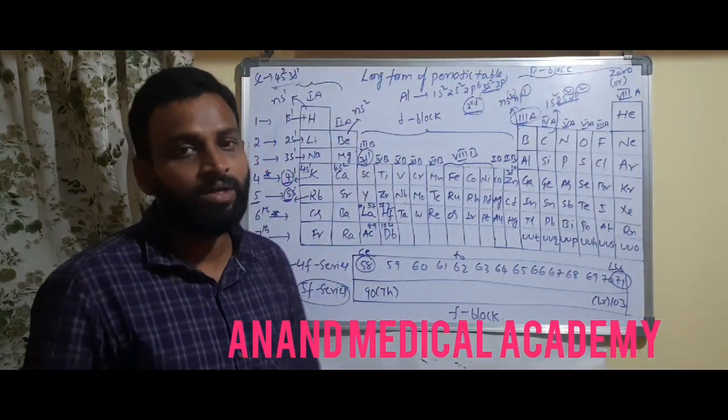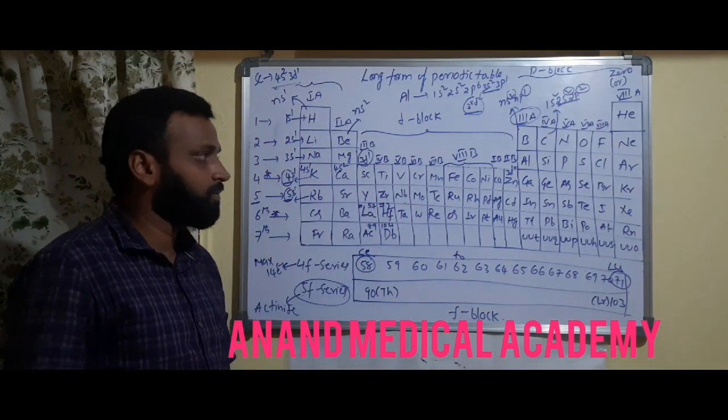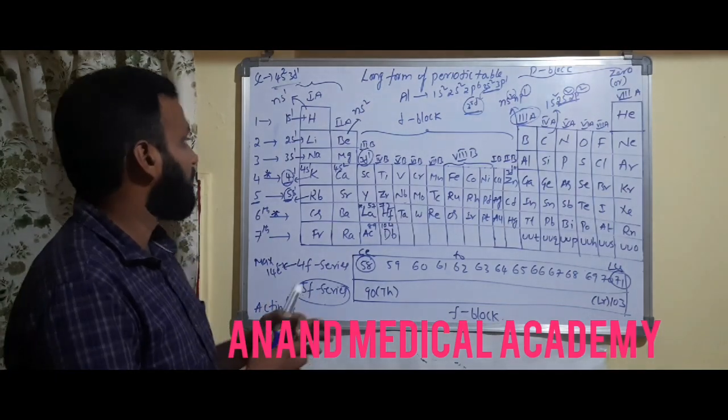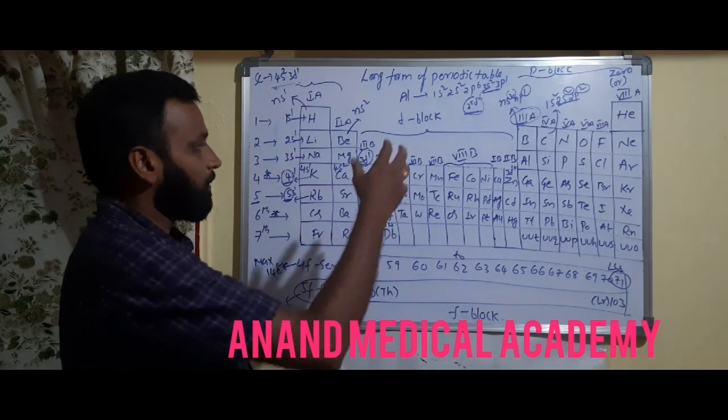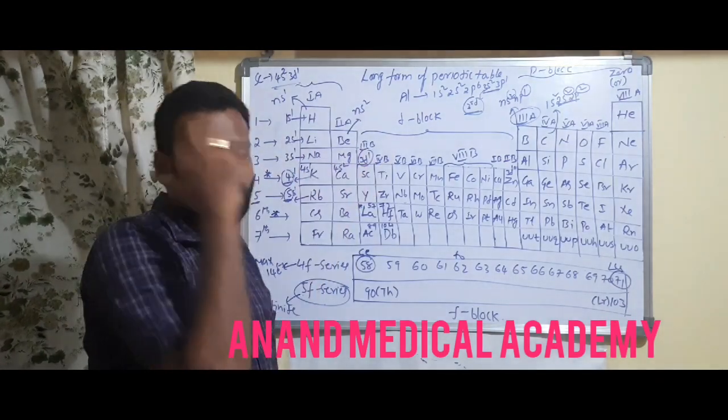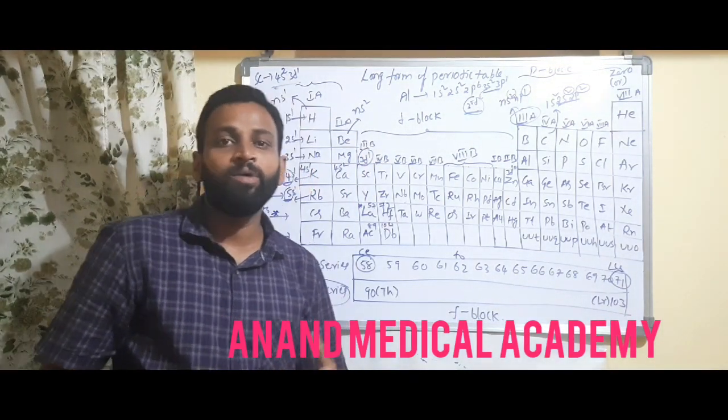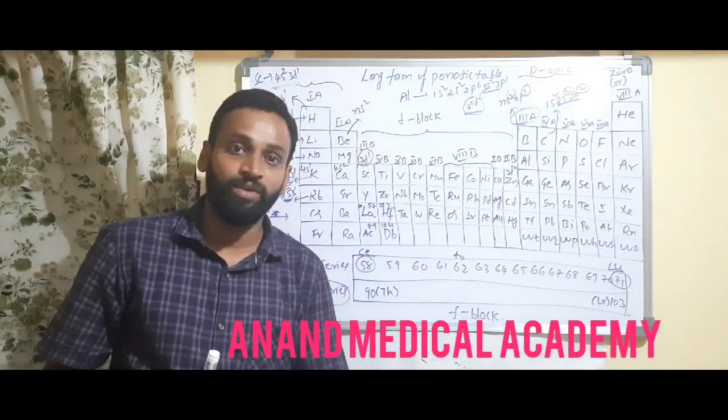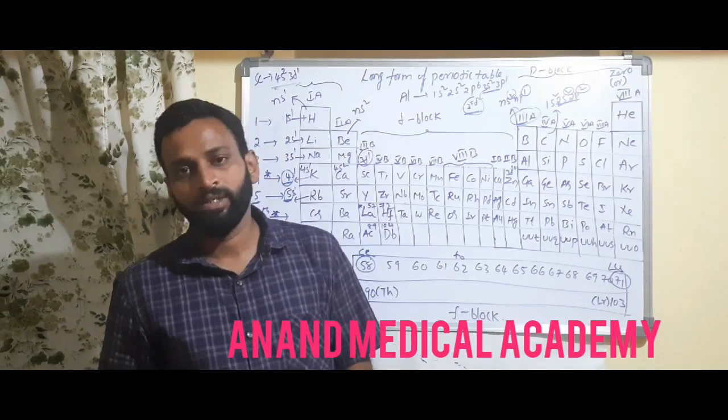Okay. So this is about the long form of periodic table, and in our next class we will see how to find the atomic number of a particular element. I will give you simple tricks for that. Okay. Very important. You can understand.